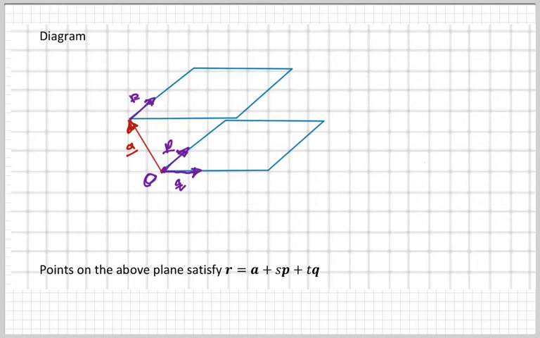Now we can move multiples of P and Q to get to points on the plane. So for any point on the plane, say R, which is (x, y, z), we go to the plane first, which is doing A, and then we add multiples of P and Q respectively. So we can define any plane in this form. It's similar to the equation of a line, but now we're in two dimensions, so we need two vectors in the direction of the plane.